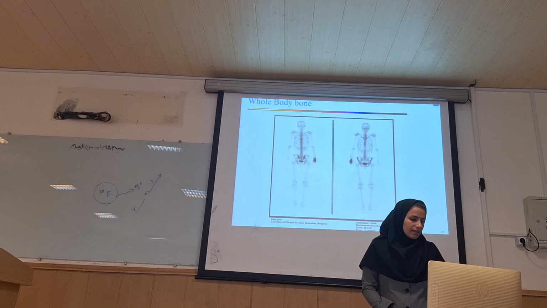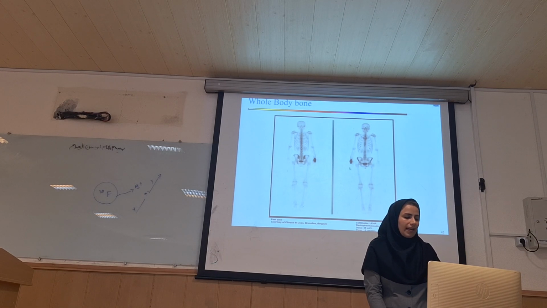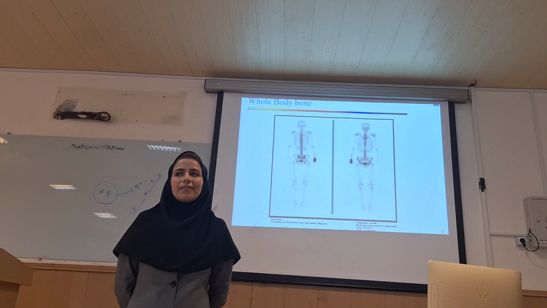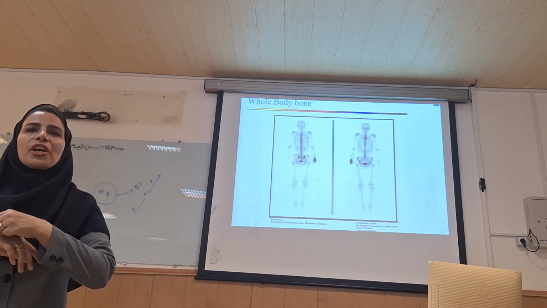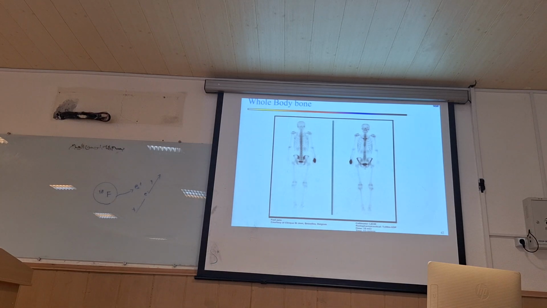This is an example of a whole-body image of the bones. Why do we have more activity here? Because there is more bone here, more concentration. This is my injection site, where I injected with the angiocath. Here we have more concentration of the radioactive material.